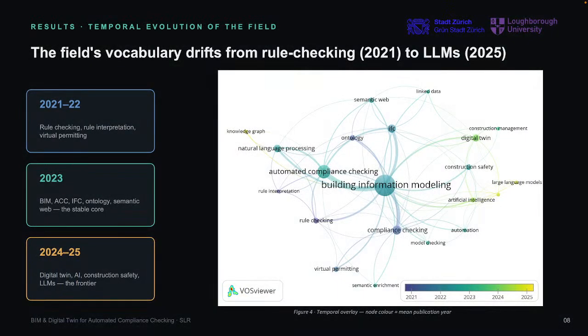Looking at the temporal overlay, we can see that three epochs emerge: 2021 to 2022, where automatic compliance or rule checking was more in focus; 2022 to 2023 with more intense research on associating ACC and BIM; and 2024 and 2025 with the emergence of AI technology implementation within the built environment and digital twin.